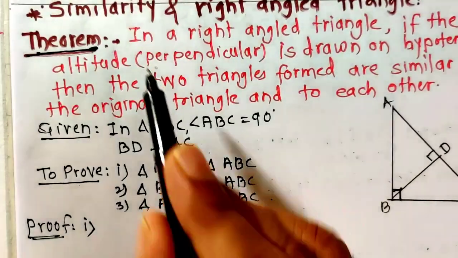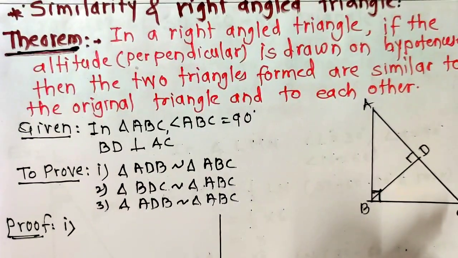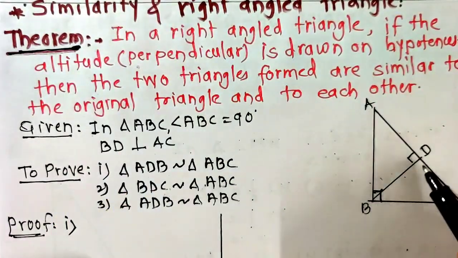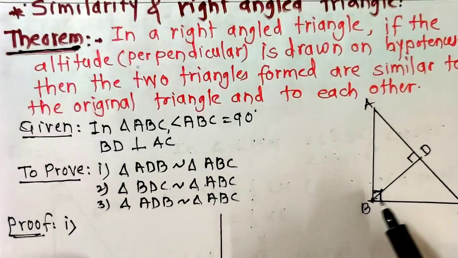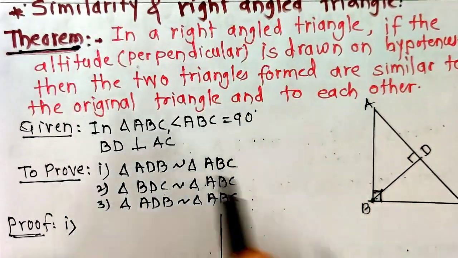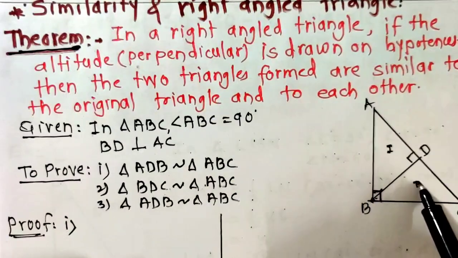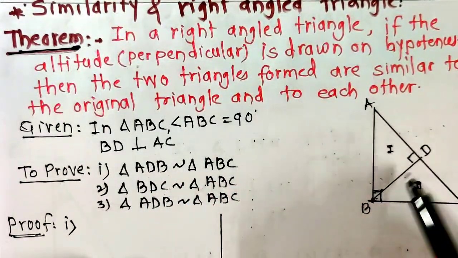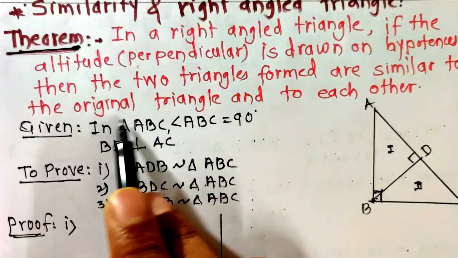Now here there is one theorem for similar right angle triangles. In a right angle triangle, here ABC is a right angle triangle as shown in the figure. If the altitude, meaning height or perpendicular, is drawn on the hypotenuse from the vertex of the right angle, then the perpendicular divides this triangle into two triangles. So these two triangles are similar to each other, meaning triangle ADB and triangle BDC are similar to each other and also similar to the original triangle.